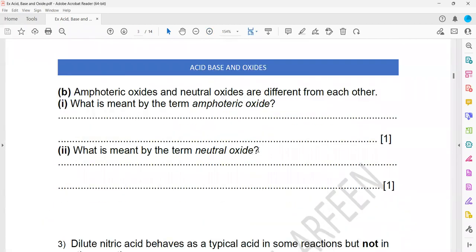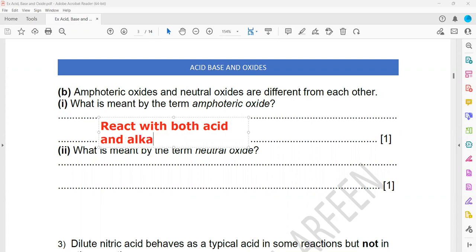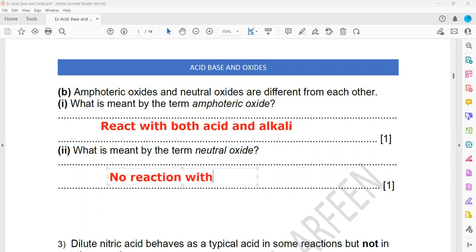Amphoteric oxides and neutral oxides are different from each other. What is meant by amphoteric oxide? The amphoteric oxides can react with both acid and alkali, whereas a neutral oxide does not react with acid and alkali, neither reacting with acid nor with alkali.